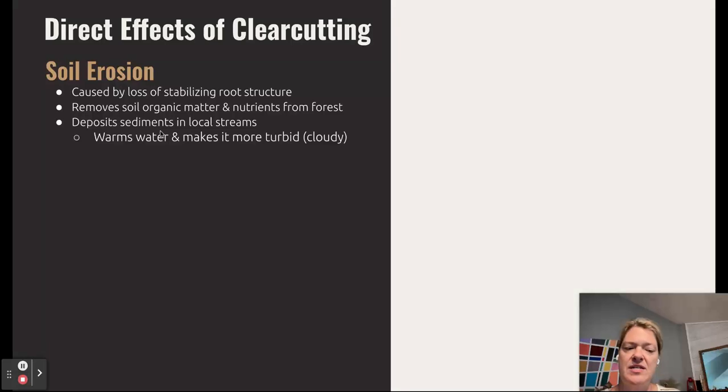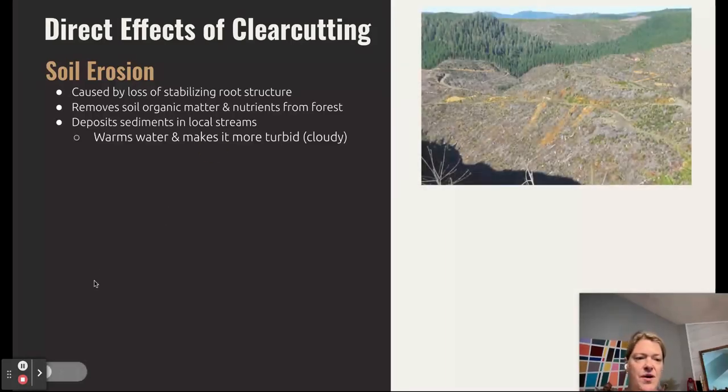So this might be a good point to stop the video. I just don't want to read everything on the slide to you. But warm water can actually hold on to that sediment, so during the summer, it can make water more turbid. Turbid just means cloudy. So that's important to know.